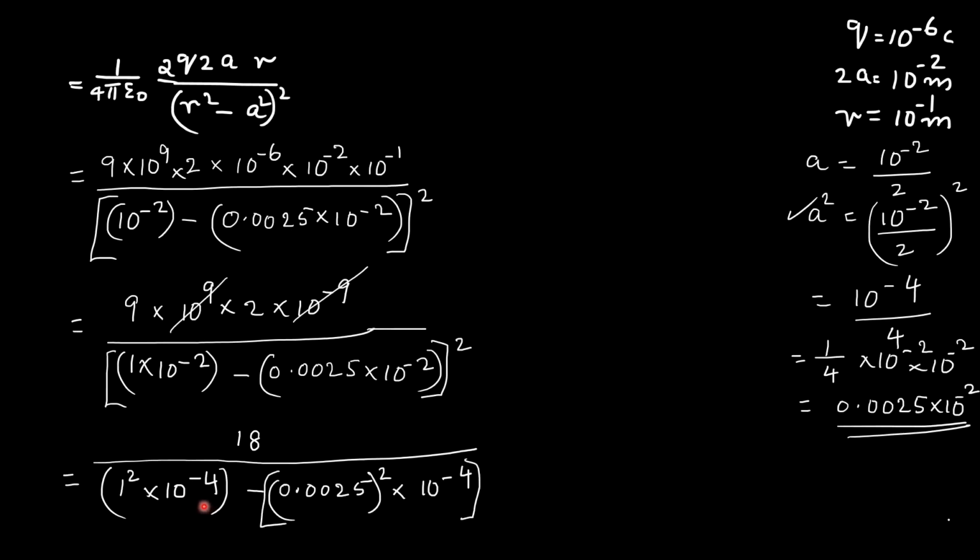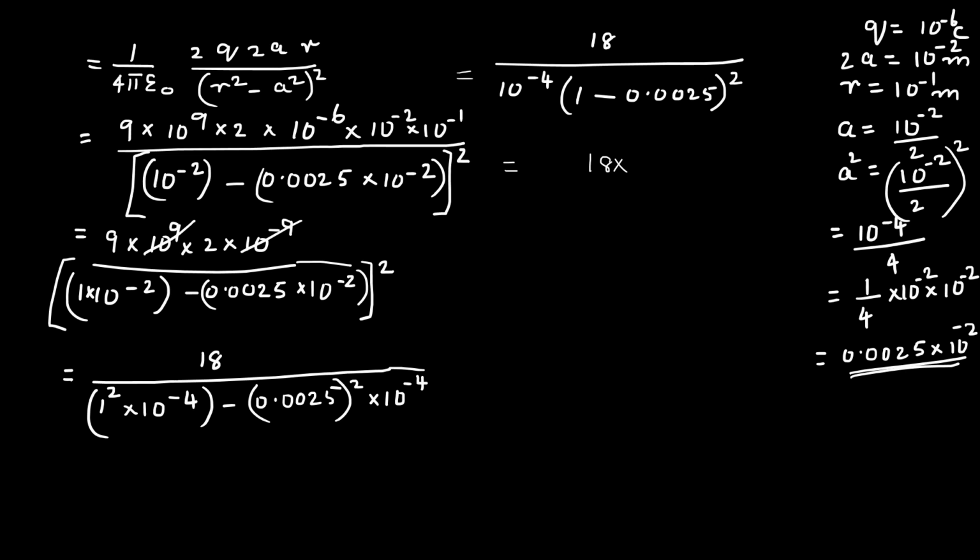This 10 raised to minus 4 and this 10 raised to minus 4 is common, so it can be taken out in the denominator. So 18 divided by 10 raised to minus 4 into, so what remains, 1 raised to 2 and 0.0025 raised to 2. So we can write it as 1 minus 0.0025 the whole raised to 2. I hope this step is quite clear.